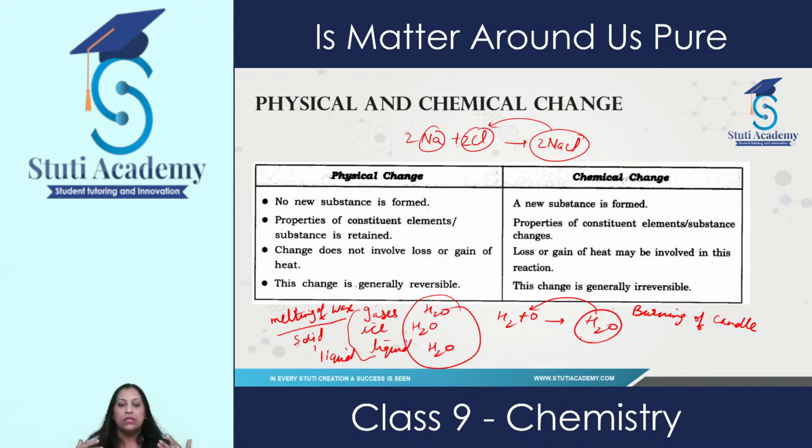Or they can ask any other question by giving any other example. So don't worry about it, just write the properties of physical and chemical changes and then write your answer. And generally this type of question can come in 2 marks. So it's basically a reasoning question, so you have to give a reason. And for reasoning, you need to write the properties of physical and chemical changes.